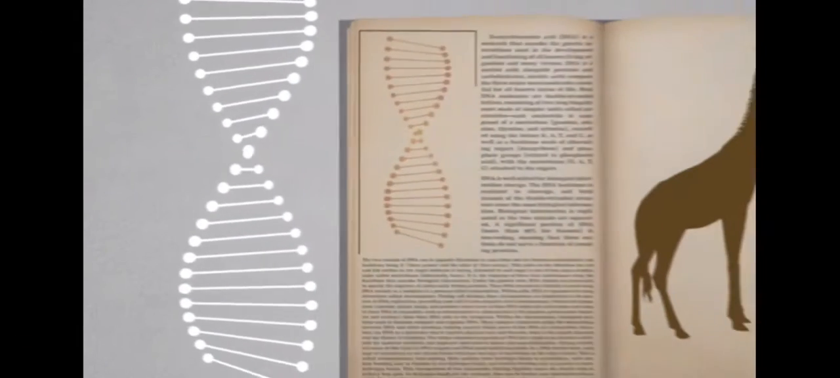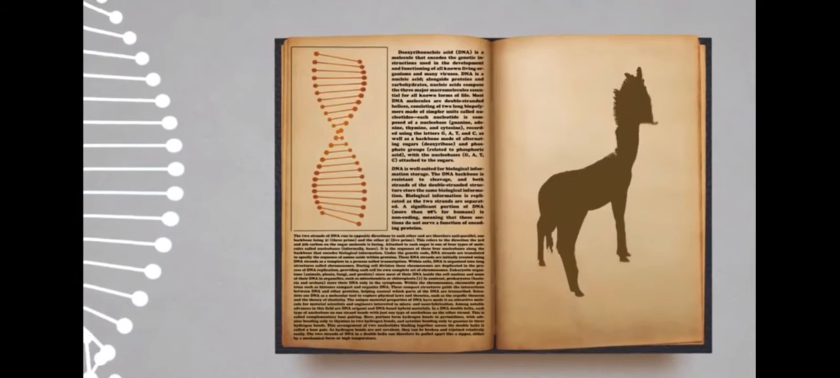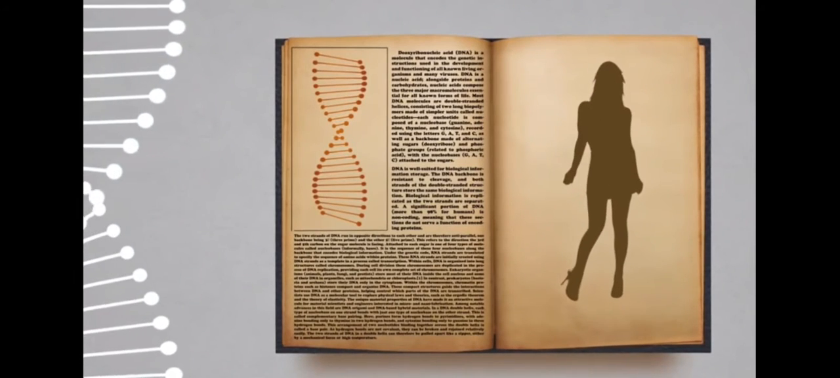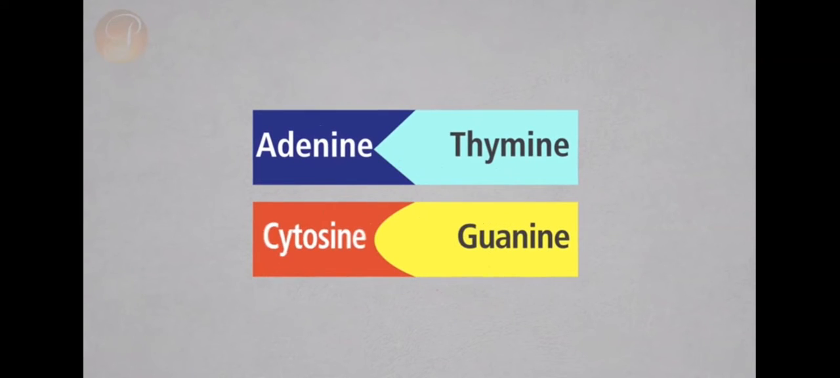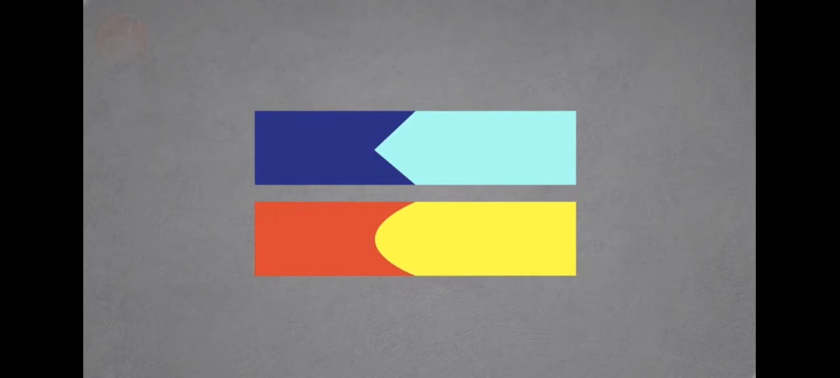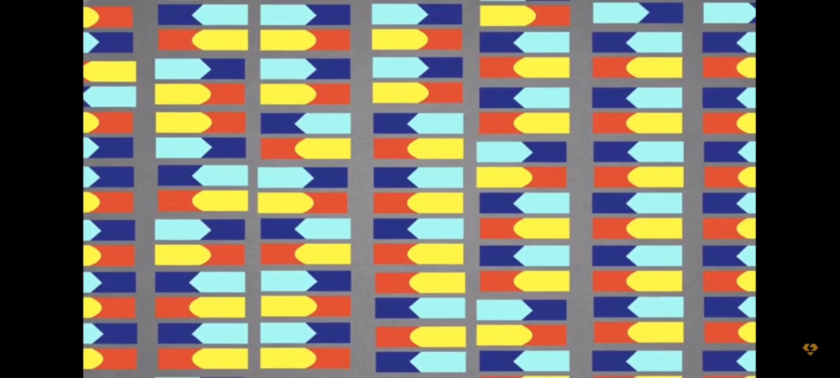DNA is the instruction manual for how to build life. From animals to plants to humans, it defines us all. Information is stored in DNA using 4 types of molecules, which come in pairs. We have billions of these pairs.